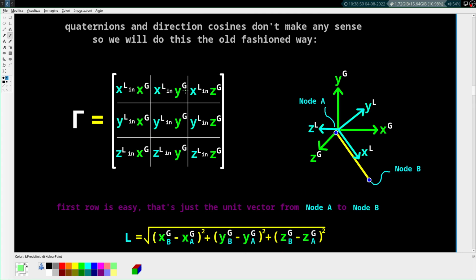So you can think about this in a couple of different ways, but I think the easiest way is to say that this row here is the local x-axis, call it this one, the one aligned with the beam element from node A to node B, that we're going to quantify in the global x, global y, and global z-axis. This is a unit vector in the x-axis direction, a unit vector in the global system for the x-axis.